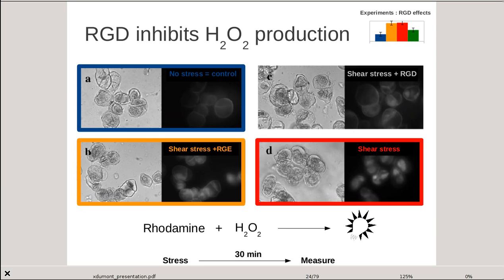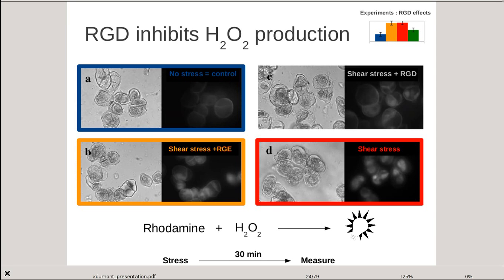On the left, you have contrast photos of Taxus cuspidata cells, and on the right, the corresponding images obtained by fluorescence. Rhodamine was used as a probe to highlight hydrogen peroxide concentration. Rhodamine fluorescent signal stands for hydrogen peroxide production. Without stress, we have a low level of hydrogen peroxide.